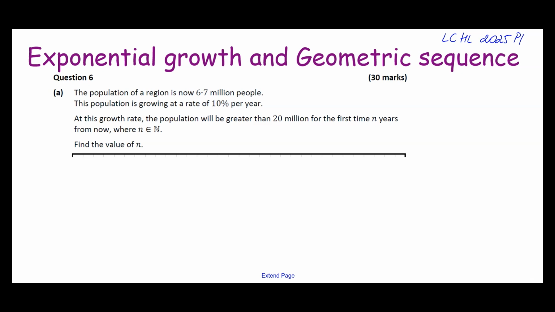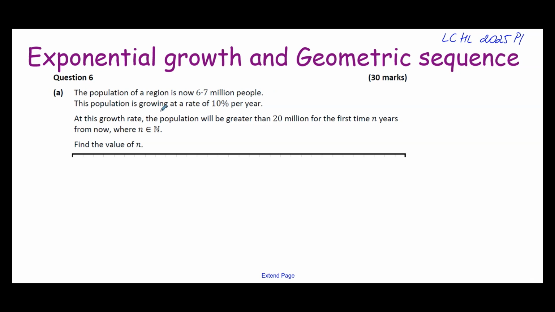In this question, we can look at solving it from exponential growth, like an exponential function, or we can look at it from a geometric sequence. I just want to explain how to approach it in two different ways. So here we have the population of a region, which is now 6.7 million people. This population is growing at a rate of 10% per year.